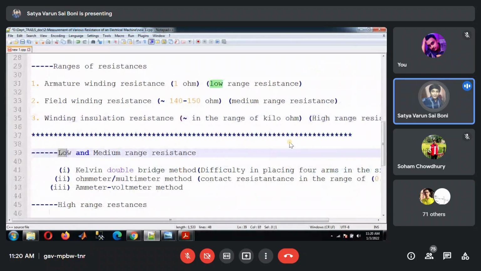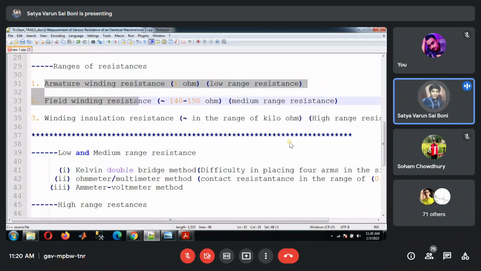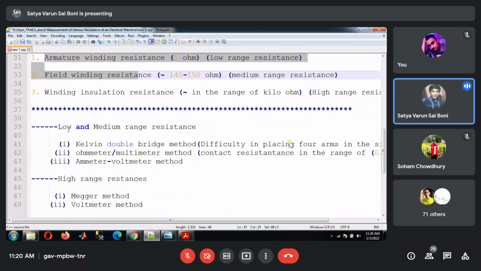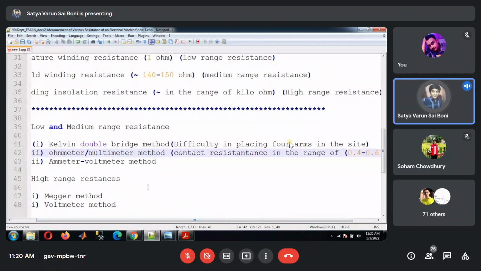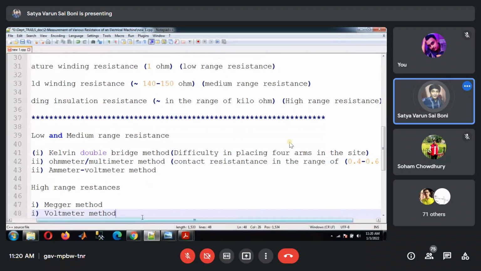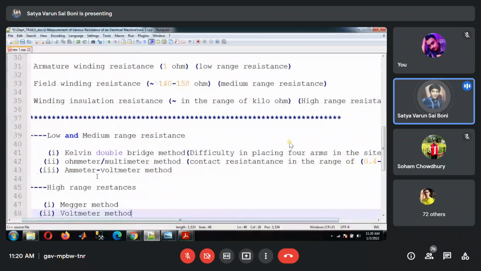For low and medium range resistances, means for armature and field winding resistances, how do we measure? Here different methods are there. First one is Kelvin bridge method. Second one is ohmmeter multimeter method. Third one is ammeter voltmeter method. See, we have three methods. Then on which basis should we go, means which method should we use? Normally in our experiment, we are going after the ammeter voltmeter method.